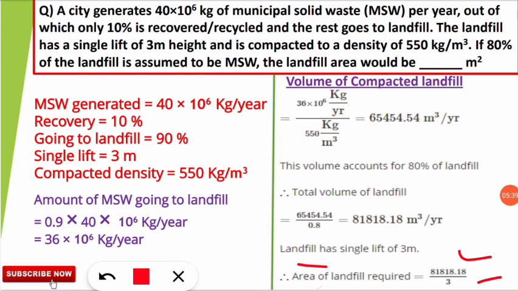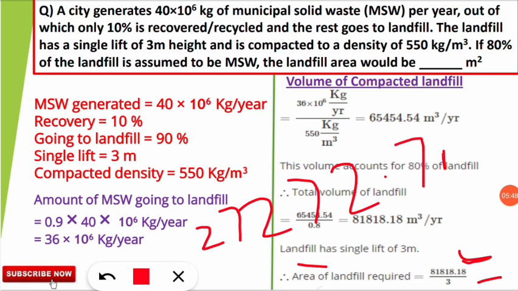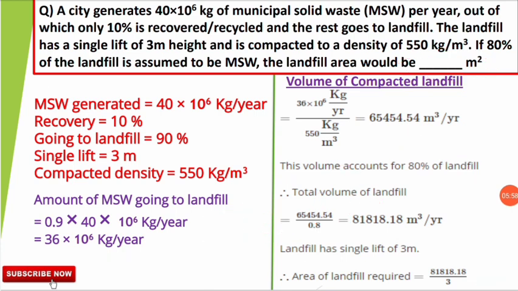After solving, we will get the value as 27272.7 meter square per year. That will be the answer to this question. You can also calculate this value and tell whether I am wrong or correct. I hope you are able to solve this question which is coming in the examination. Let's move to the next question.